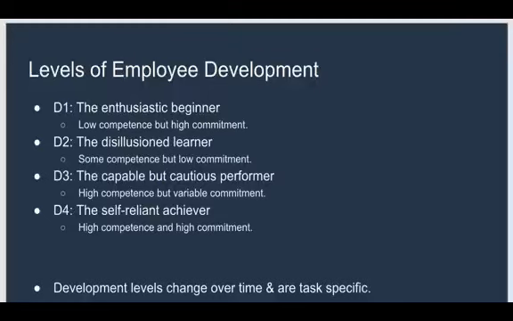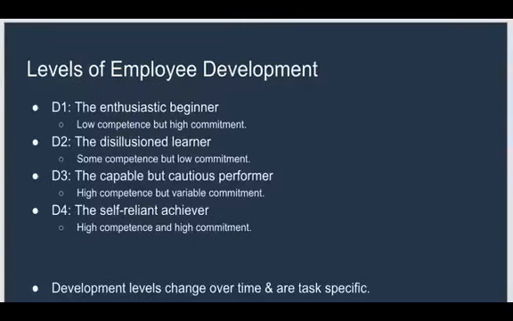And finally, we have the D4 level, the self-reliant achiever. Here your subordinate has high competence and high commitment. Your subordinate is confident in their ability to perform the task, but not only that, they're committed and they take responsibility for the task. Now, a couple of things to watch out for.